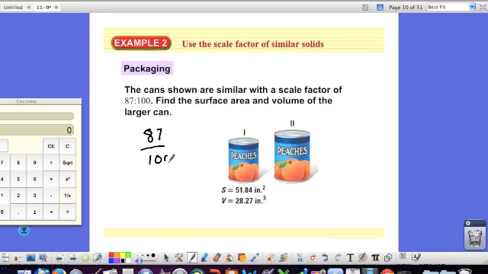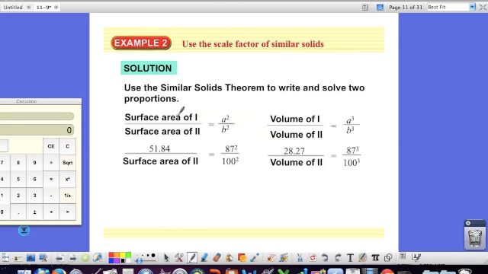So these cans shown are similar with a scale factor of 87 to 100. So we want to find the surface area and the volume of the larger can. So let's apply this. If we take the surface area of can 1 over the surface area of can 2, that's A squared over B squared. So 51.84, which is the surface area of can 1, over the surface area, which we don't know, of can 2, equals 87 squared over 100 squared.